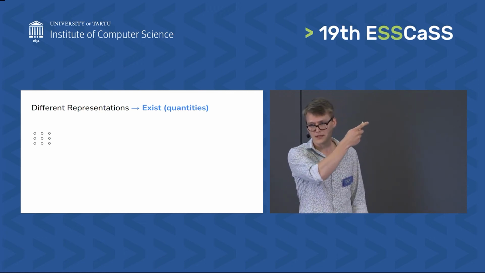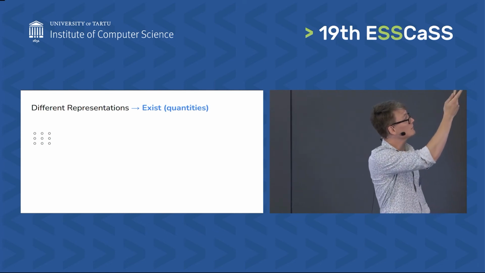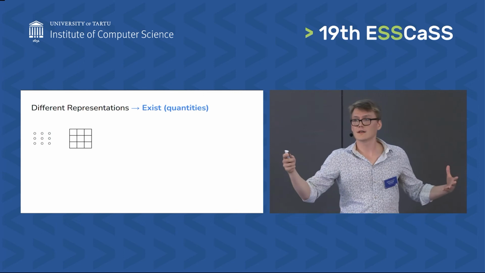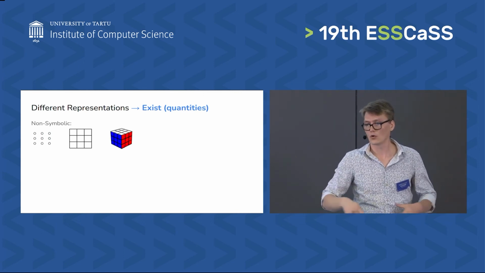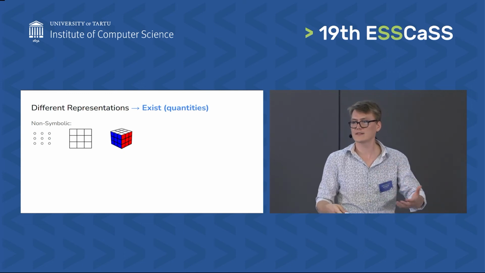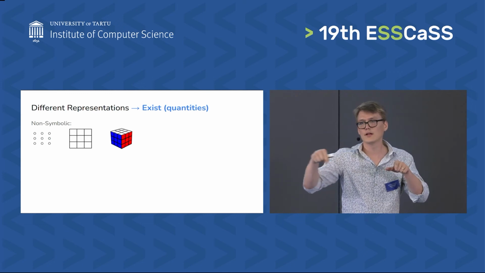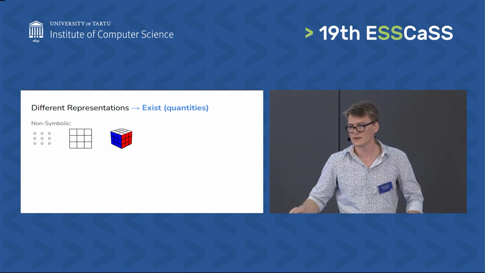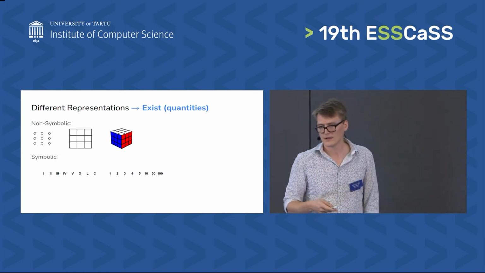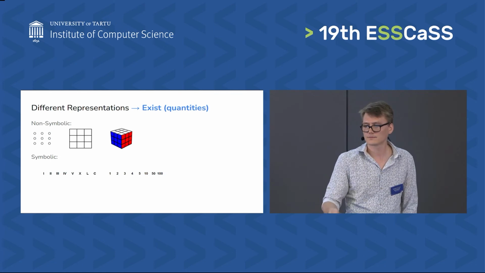You can imagine it as a sequence of dots. So that's just representing 9, or the size of an area, or volume. These are non-symbolic ways of expressing quantities. So the quantity is the concept, but it can have multiple different representations. And there's also symbolic ways of expressing quantities. You can see the Roman numbers or Arabic numbers.